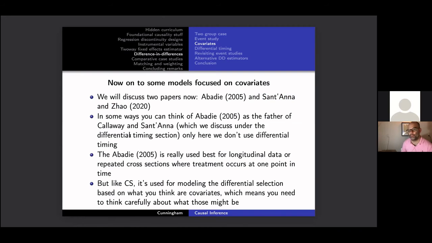All right, so the Abadie paper is really best used for longitudinal data or repeated cross sections where treatment occurs at one point in time.